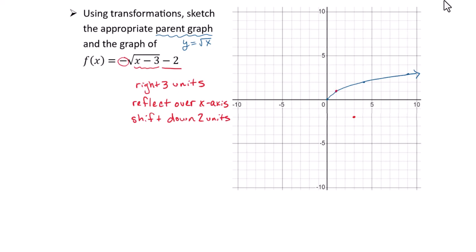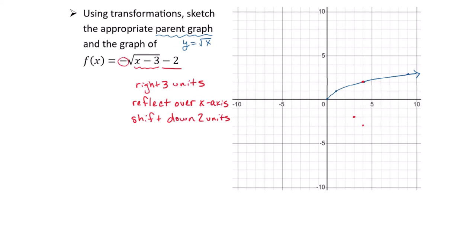Let's say that we start with this point now. 1, 1. We're going to take that and go right 3 units. So 1, 2, 3. Then we're going to reflect that over the x-axis. So we reflect that over the x-axis. We would end up down here. And then we're going to shift that down 2 units. So down here and down here.